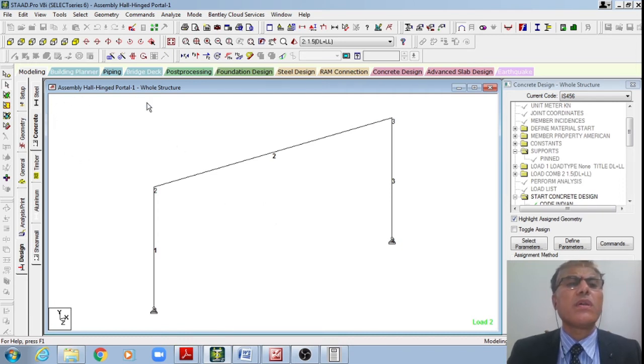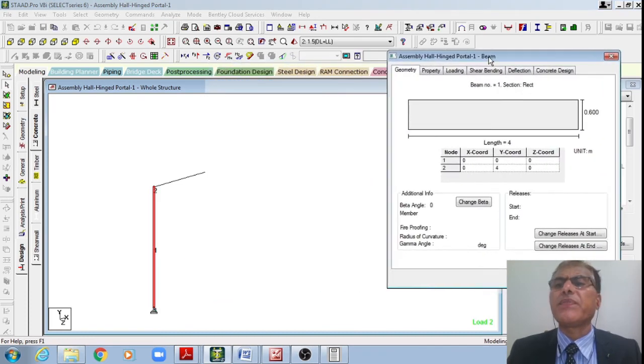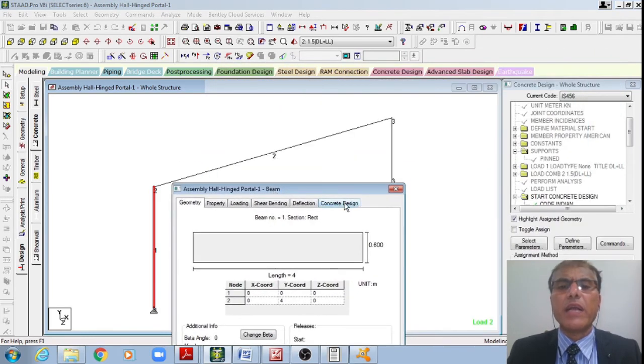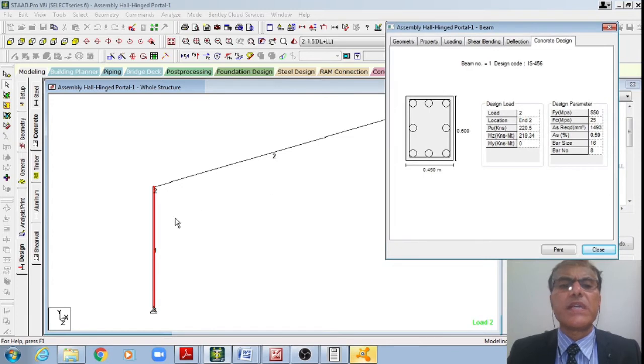And now I'll go to the design of the column also, student, right? This is the design of the column. I'll now do it at a quicker pace. Therefore, now the code says that in this column you require some 1493 mm², which is 0.6% only, but however the area of steel should not be less than 0.8%.